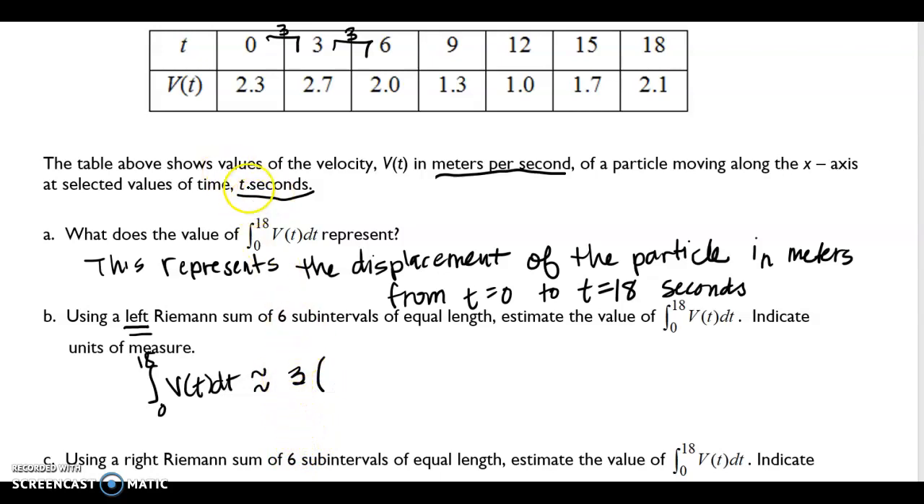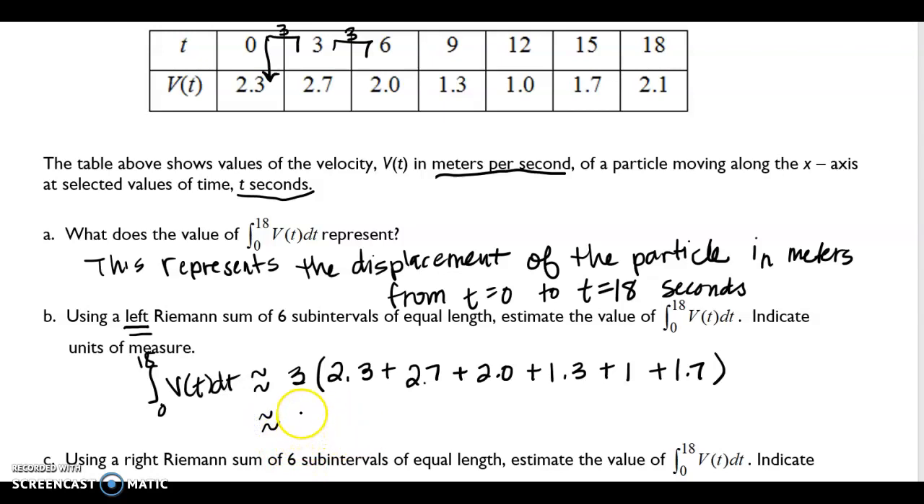And then we have 2.3 for my first left-hand value, and then 2.7, 2, 1.3, 1, and 1.7. And then if you simplify that, you can feel free to use your calculator, you would get 33. And since we remember that this is the displacement, we know that this is approximately 33 meters. So let's make sure to put units on there. It does say indicate units of measure. On the AP test, if it actually tells you that, that means they're giving you points for it. So don't skip that. It's super easy points.